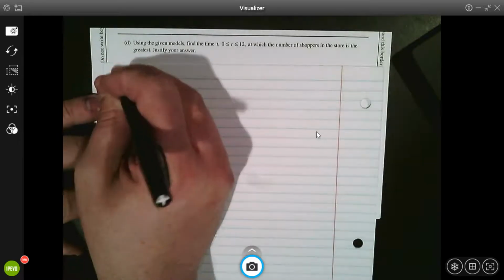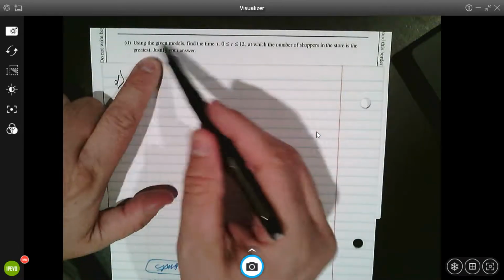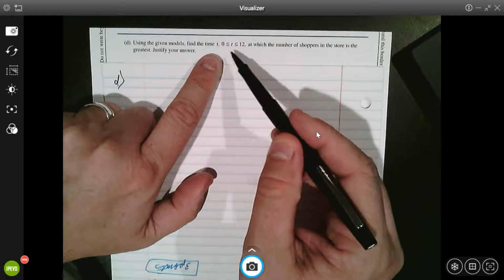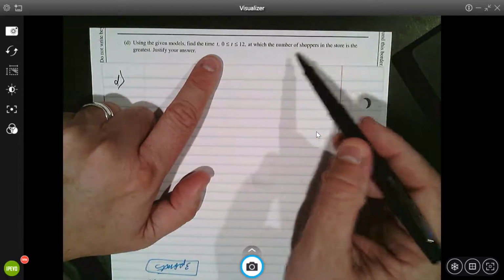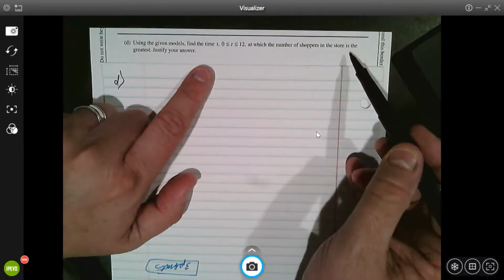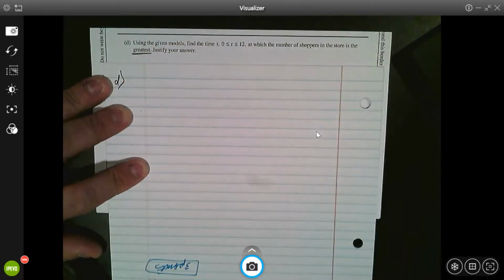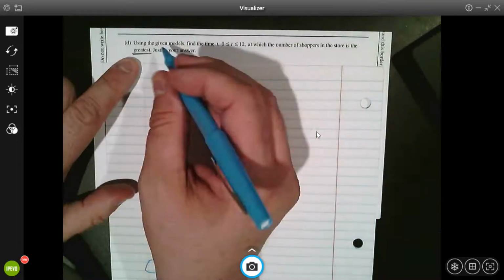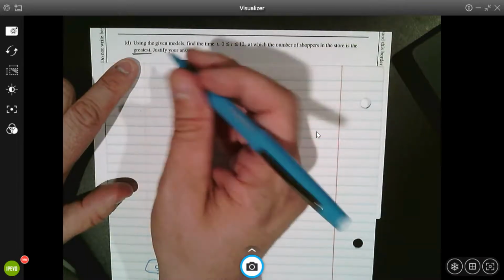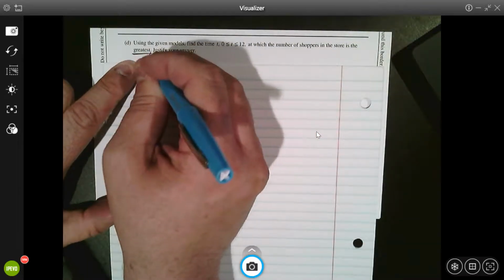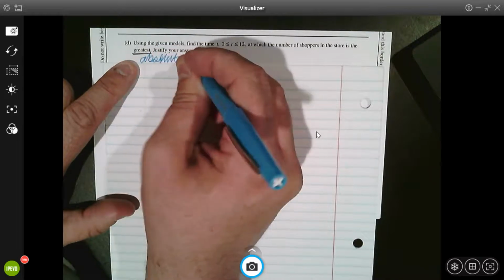All right, now in part D, using the given models, find the time t at which the number of shoppers in the store is the greatest. Now, greatest, these are always the scary questions for my students. We know that these are always going to be worth a lot of points. Greatest is the same as saying absolute maximum.